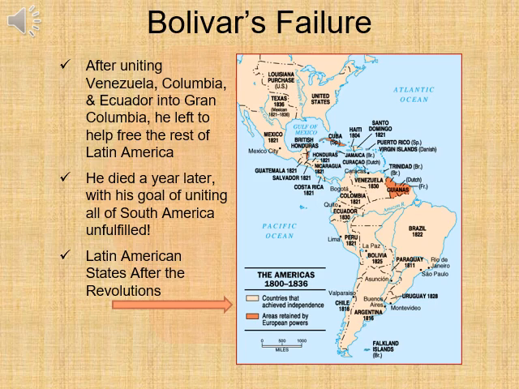Shown here on the map are the different years that these countries were able to gain true independence from their colonial powers, again beginning with Haiti in 1804, lasting all the way to Uruguay in 1828.